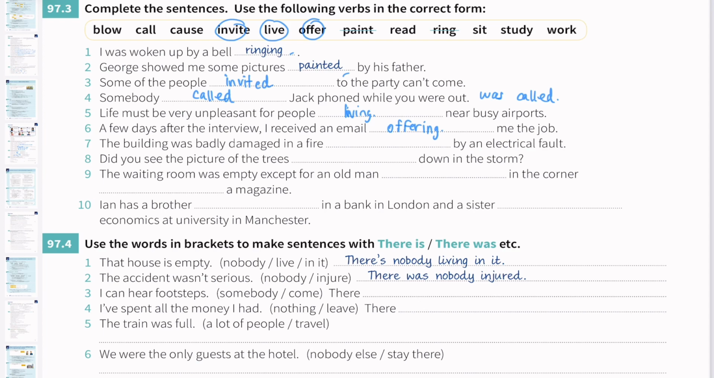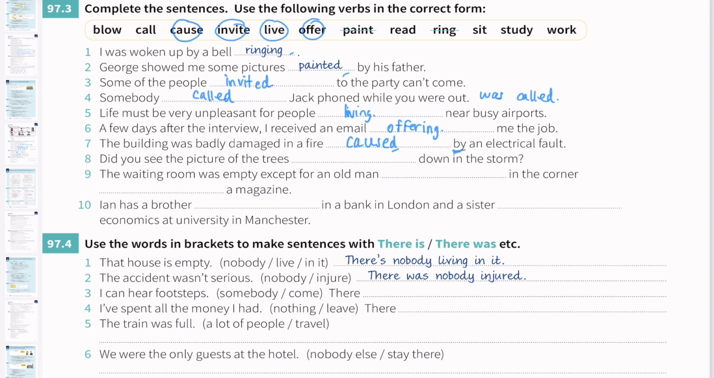So by here, of course, it's gonna become passive. And we have to use verb to cause, to cause something happen. Caused. This is the past participle of cause.